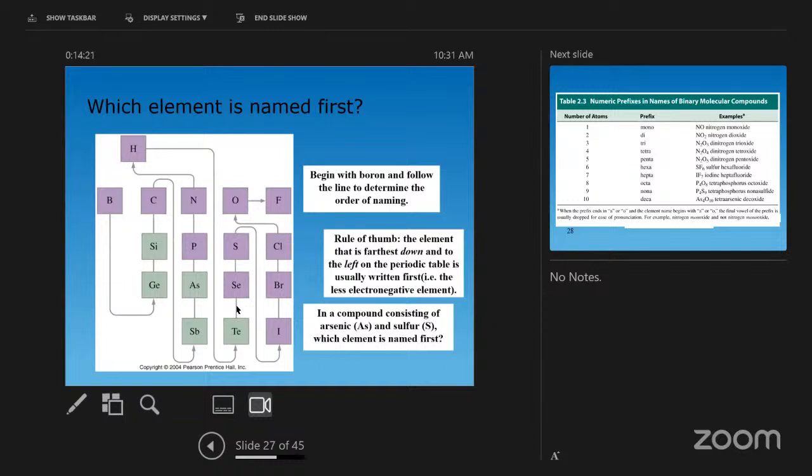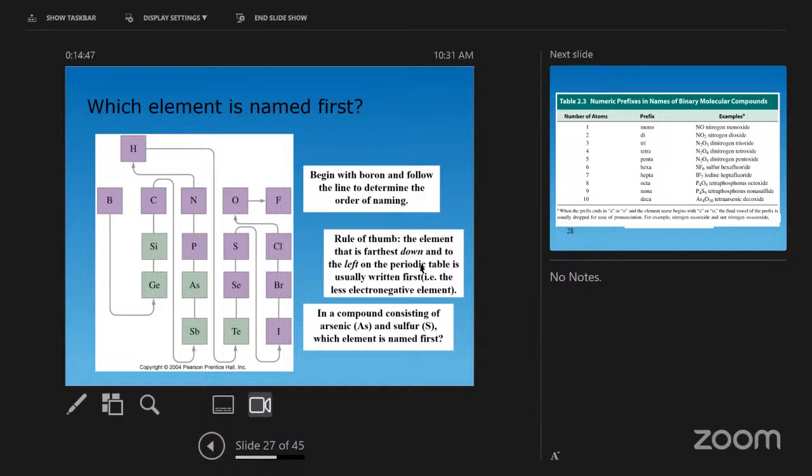What comes up is which element comes first. Now you memorize this chart if you want to. I would recommend that, right? Basically, the rule of thumb is that the element that's first on the left of the periodic table would be the one that is named first. In fact, that's the rule. Simply look at electronegativity: the one that is less electronegative goes first, right?